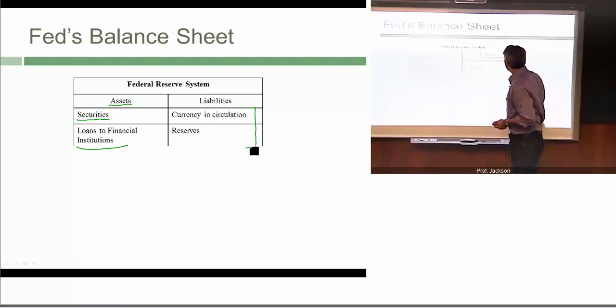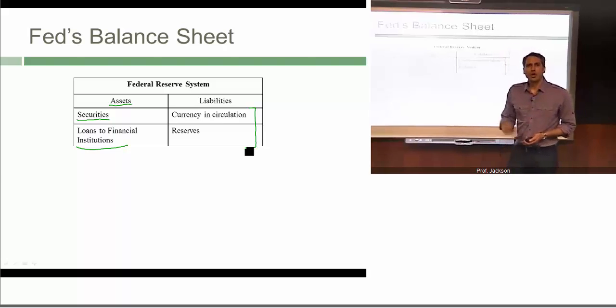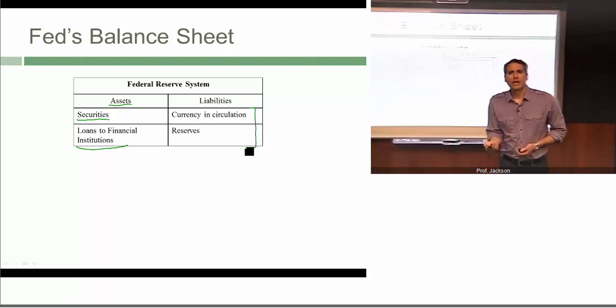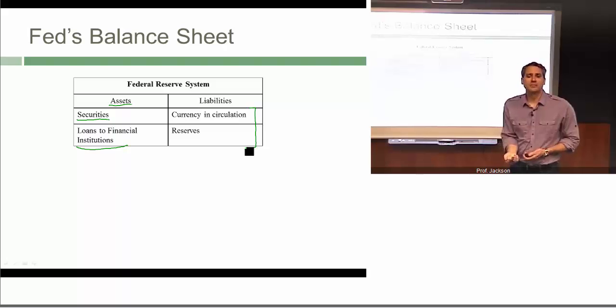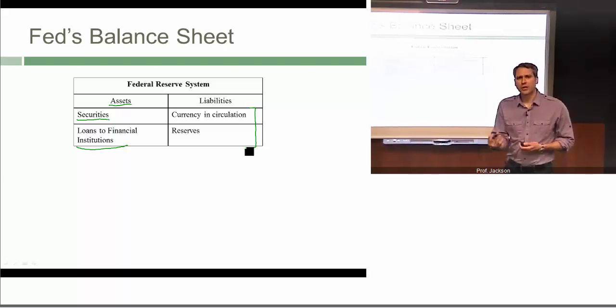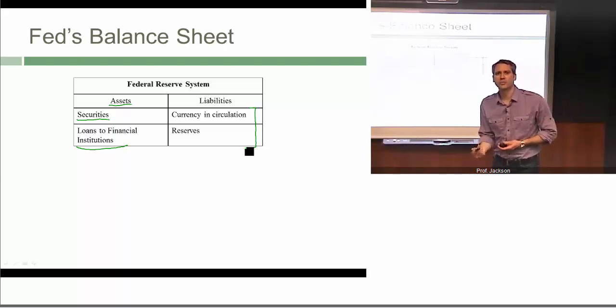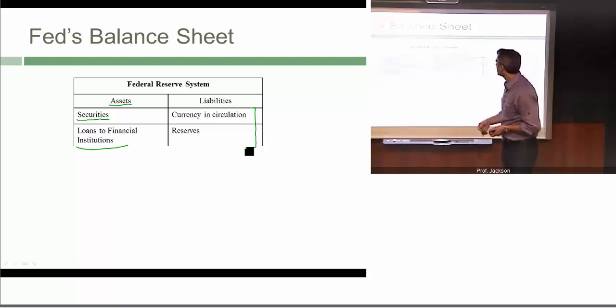On the liability side, there's two basic liabilities: the currency that the Fed issues and the amount of reserves in the banking system that it issues. It turns out that currency and reserves are basically the same thing, but I'll talk about exactly what the distinction is between those. And so if you count up both all the currency and reserves in circulation, then that represents the amount of liabilities by the Federal Reserve.